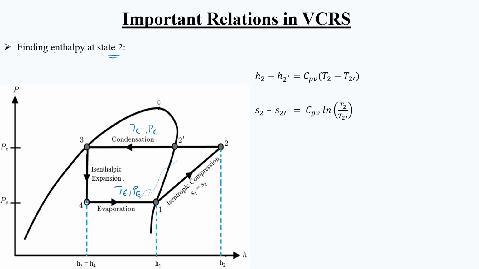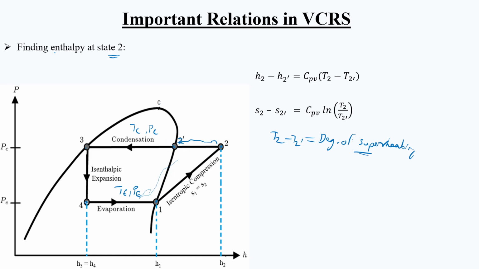But here what we can see is that for 4 and 1, the temperature and pressure of the evaporator can be taken, but for point 2 we see that saturated vapor is being compressed to a superheated vapor. So the temperature difference between 2 and 2 dash will be different, that is T2 and T2 dash will have some slight difference, and that will be the degree of superheating as we require.